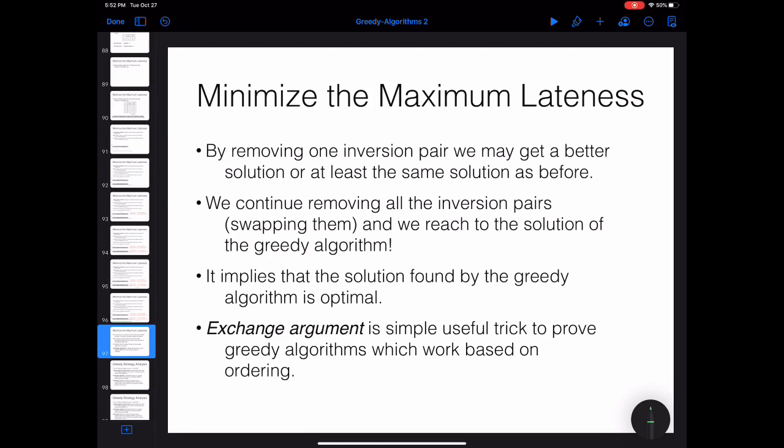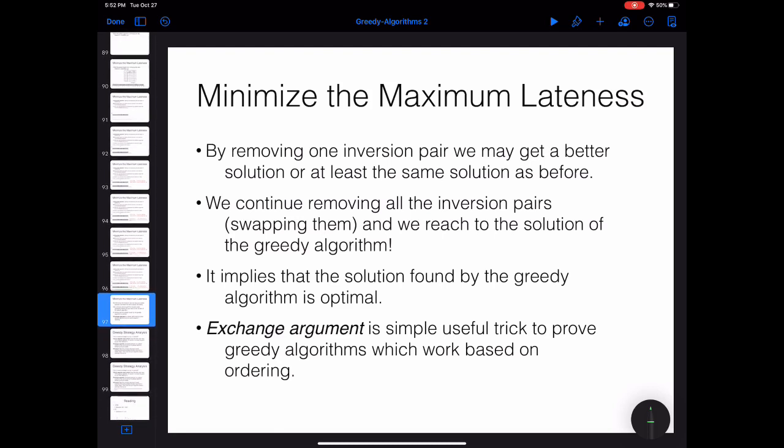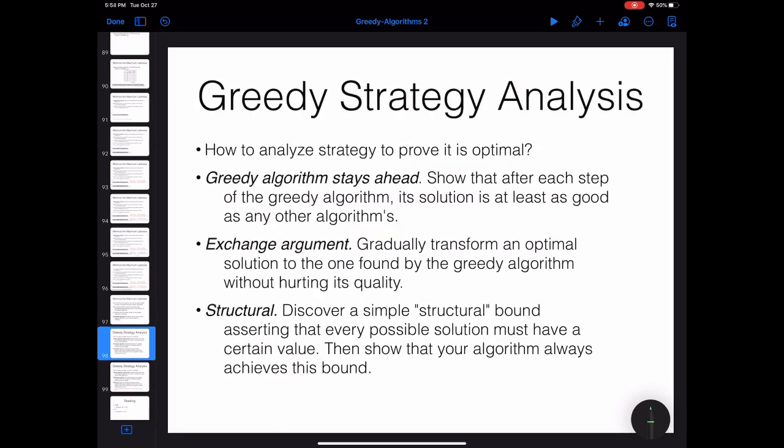So far, and this is a kind of exchange argument again. I started from the optimal, compared it with the greedy strategy that I have, and by doing some exchange, tried to actually reach from the optimal to exactly the same answer that the greedy strategy gives me. In this way, I can prove that the greedy strategy is optimal.